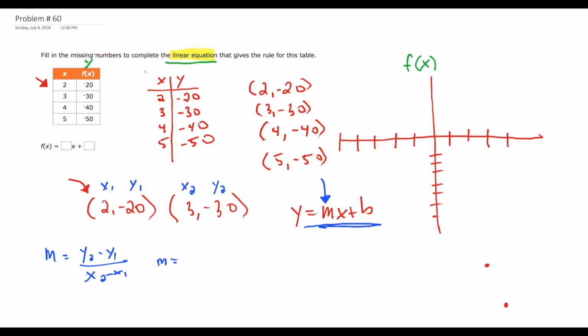Well, what's y2? No, we're making the slope. So, no, m is this. M is this. Now we're doing the work now. Okay, so what's the work? Negative 30 minus 20 over... All right, and what's negative 30 minus 20?